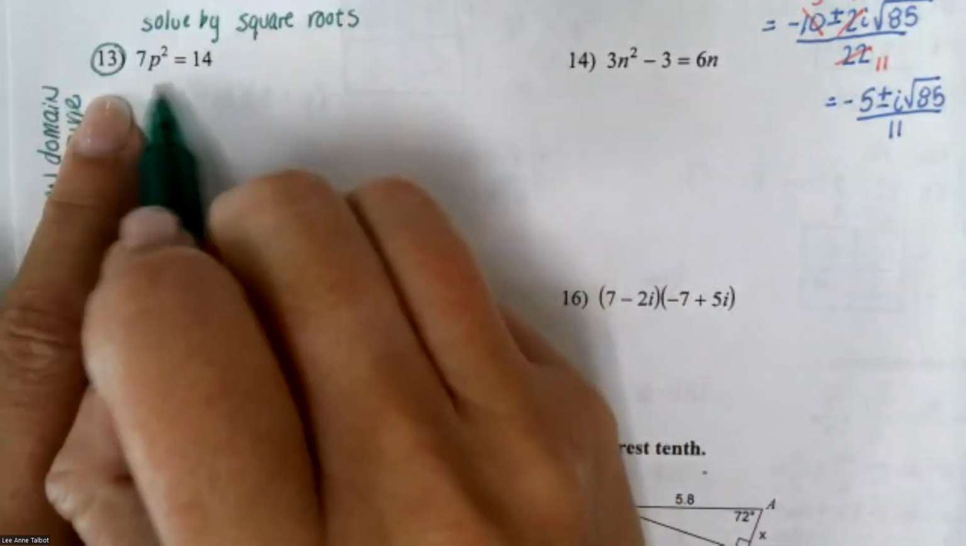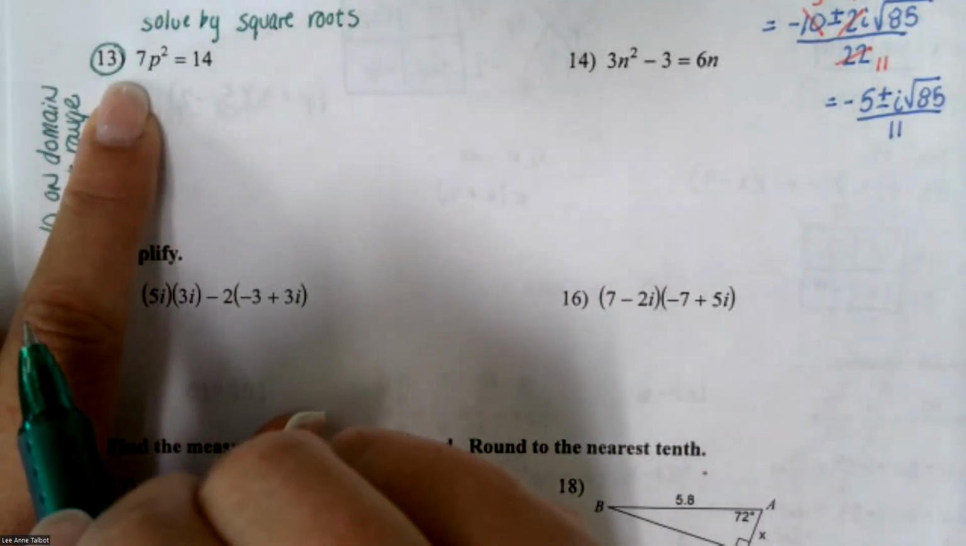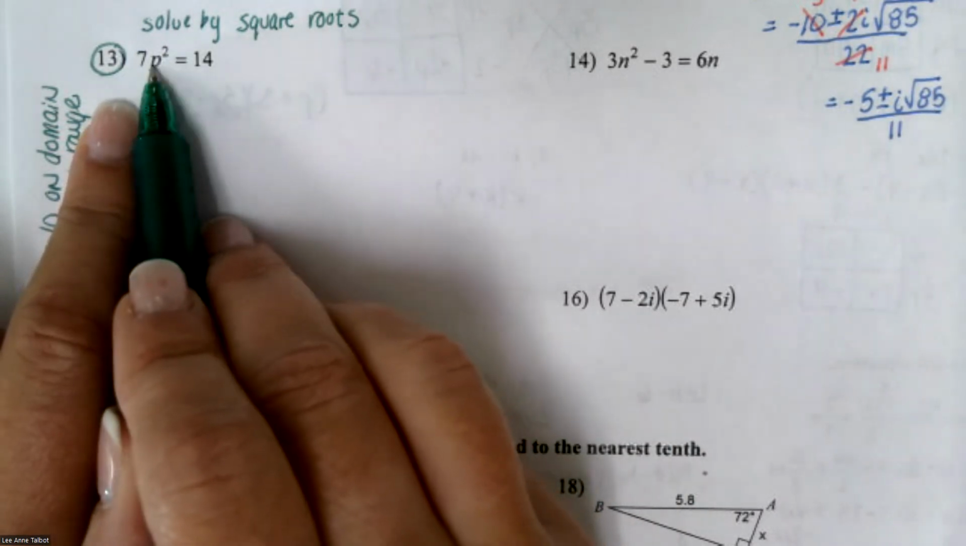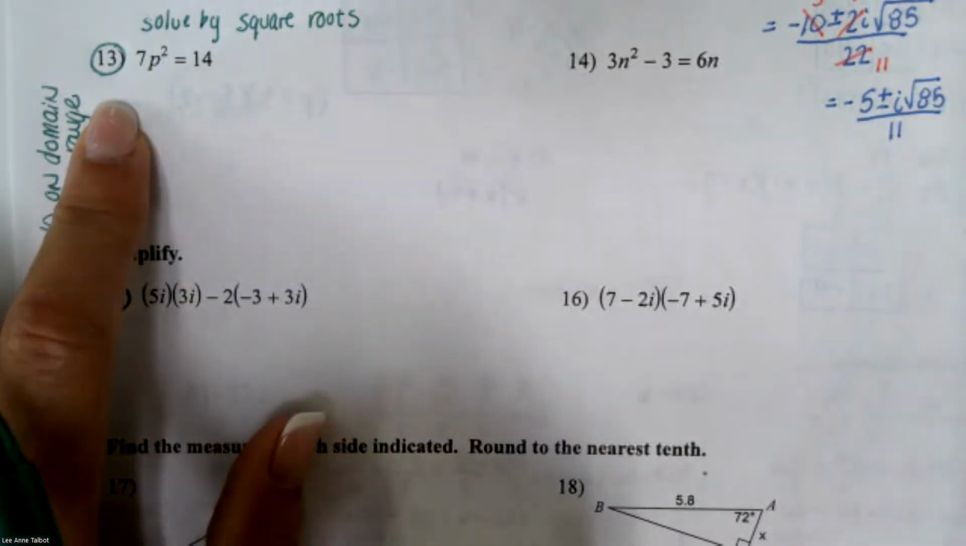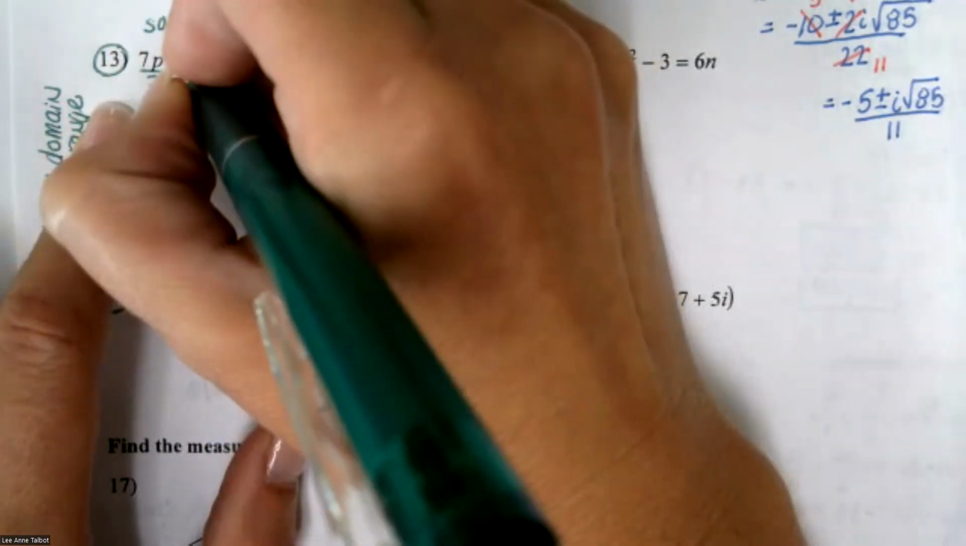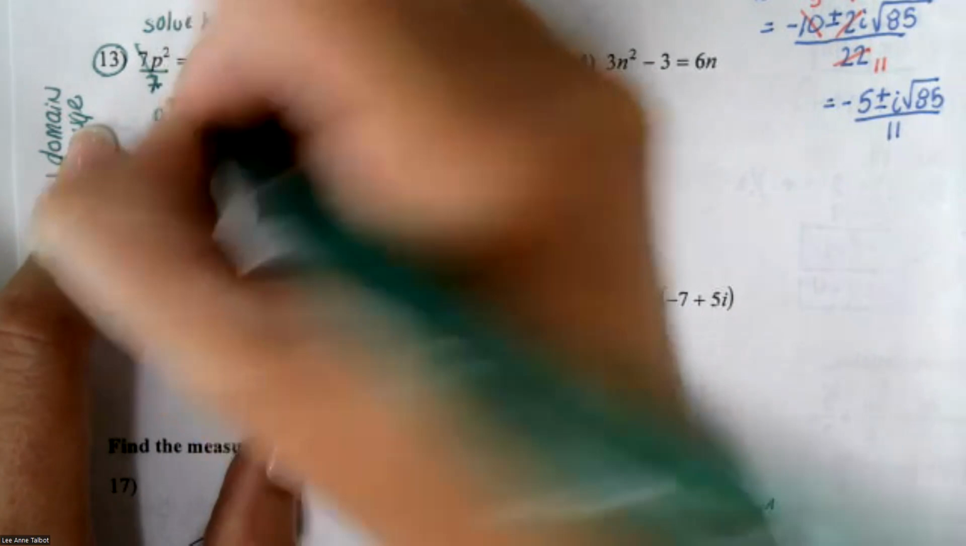Anyway, so solve by square roots. I can get away with solving by square roots on this one because there's no B term. You guys see what I mean by that? There's the A term with the P squared. There's the C term with the 14, but there's no middle one. So you're like, just get to the point. Let's just solve it. Divide by 7. P squared equals 2.